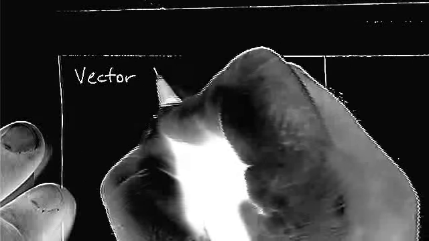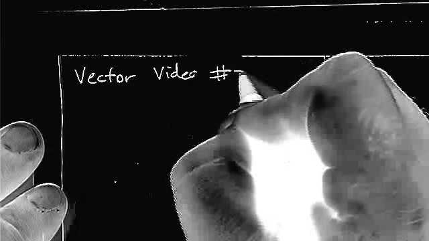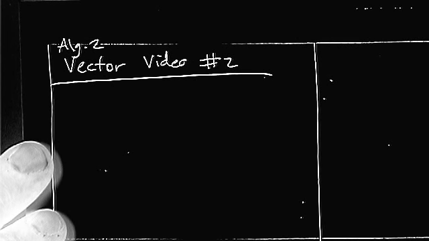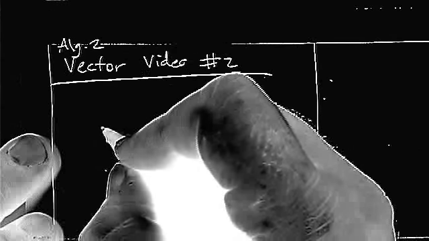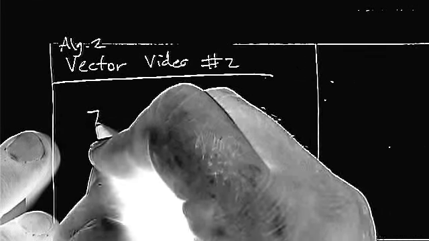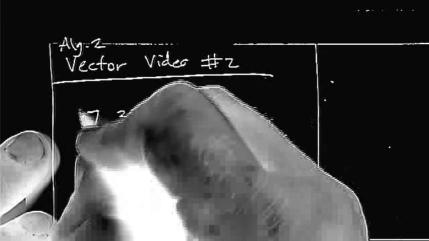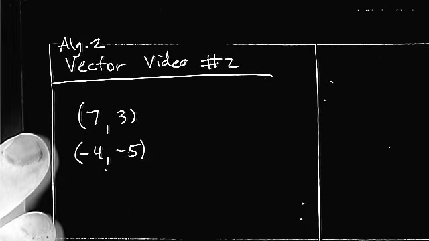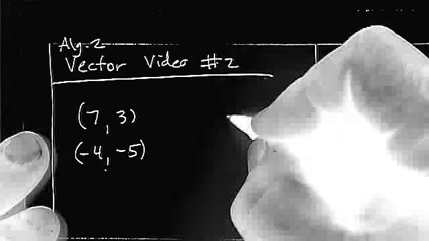First of all, thought maybe we could talk about sketching a vector that goes from point A to point B and then changing it to its component form. Okay, that's a little bit of review. So suppose I give you the coordinates 7, 3 and -4, -5, and I ask you to sketch that vector.